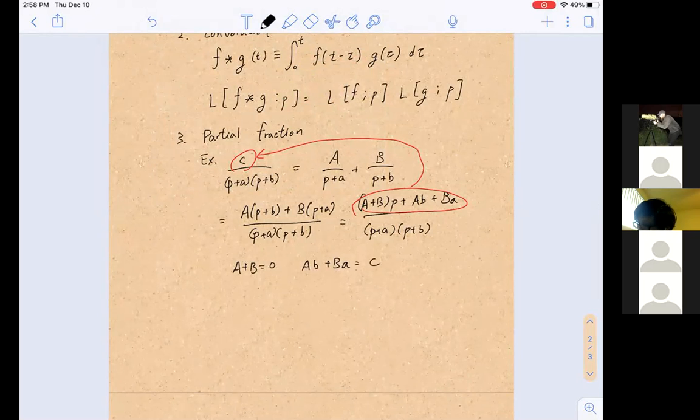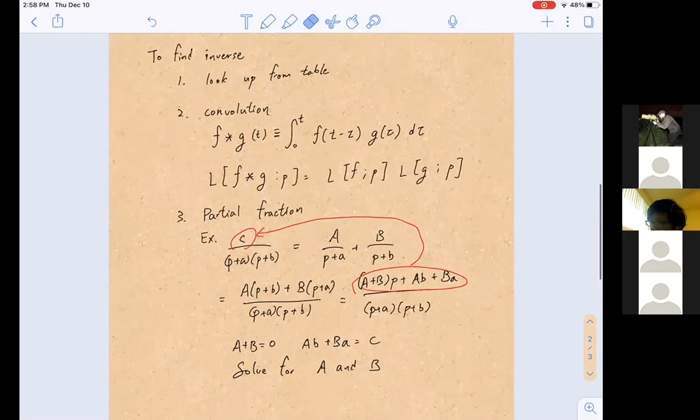So solve for, not A plus B, but solve for A and B. Yeah, so that, those are just exponentials, and much easier to do. So these are the three techniques that you would use to find inverses.